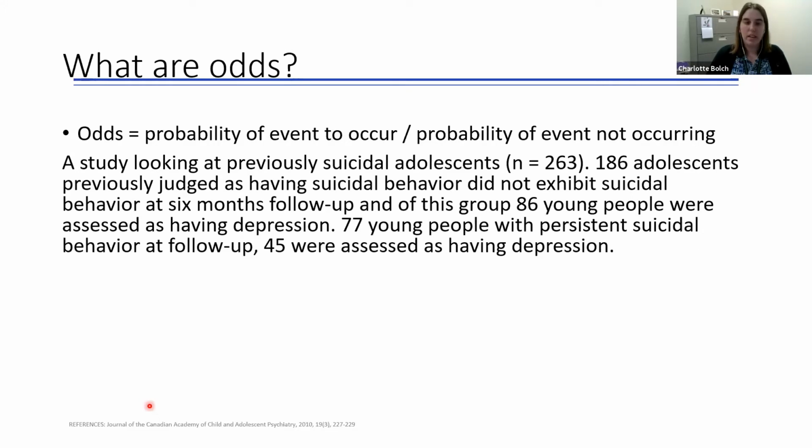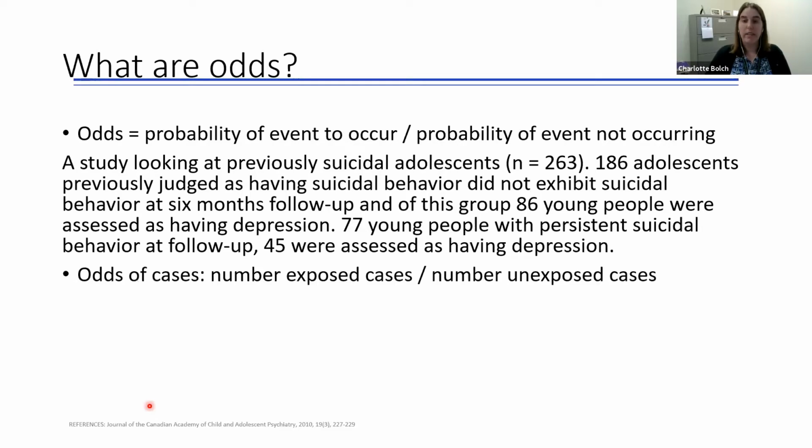We have a study that looked at suicidal adolescents, and 186 of those adolescents did not exhibit suicidal behavior at 6 months of follow-up. Of this group, 86 were assessed as having depression. Then we have 77 young people that have persistent suicidal behavior at follow-up, and 45 were assessed as having depression. For this example, we can consider the cases as adolescents that have persistent suicidal behavior at follow-up, and exposure is being assessed as having depression or not.